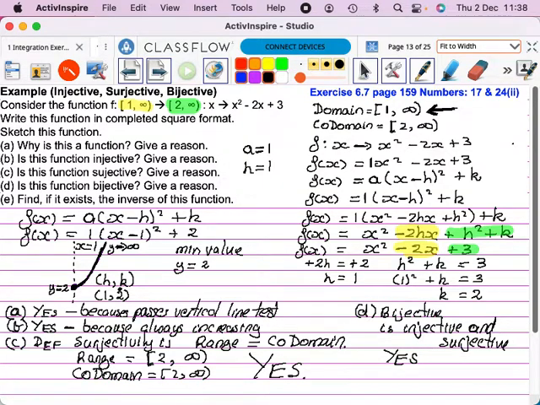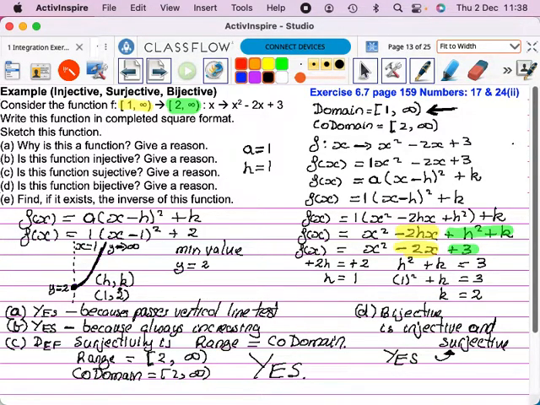yes. And if they ask you to give a reason, then you just basically point back to your definition, because bijective is where the function is injective and surjective. Another 5 marks. So now we're moving on.